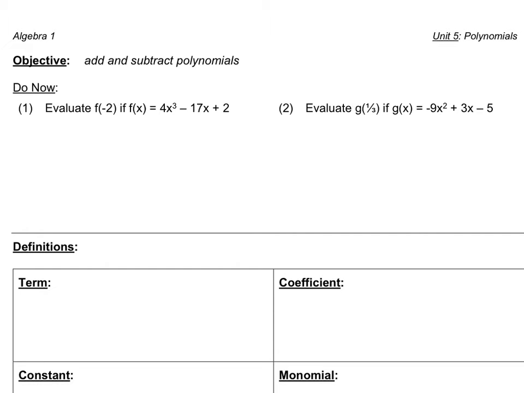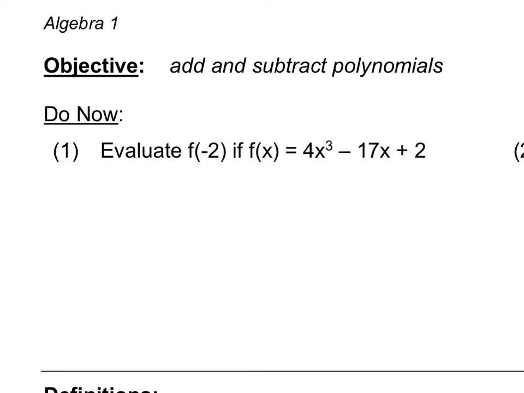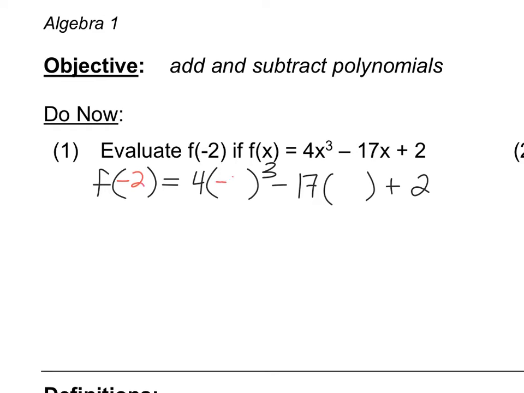Evaluate f of negative 2 if f of x equals all that stuff. All right. The first step, thinking in terms of credit on a Regents, you need to show all work. You're going to want to write at least something along these lines. But from here on out, you're able to use your resources.